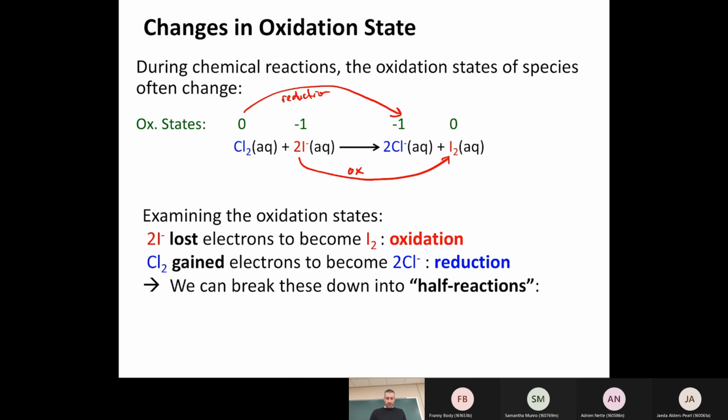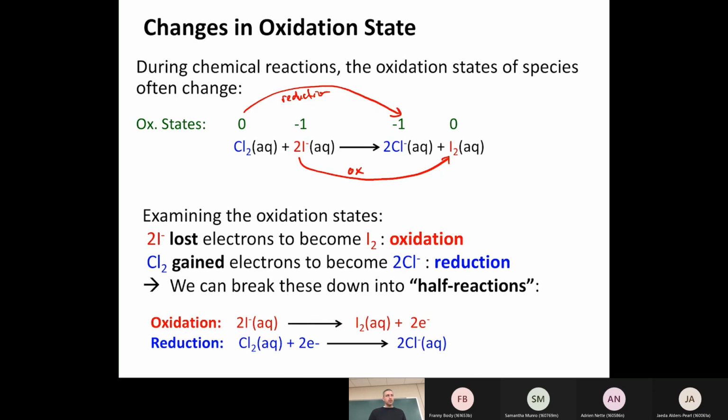Great. One thing that we often do is we break these redox reactions out into 2 separate reactions that can be added together. And we take the species that have the same atoms and we put them together in one equation. So this equation here we can break up into the oxidation half reaction, which only involves the iodine, as well as the reduction half reaction, which only involves the chlorine.